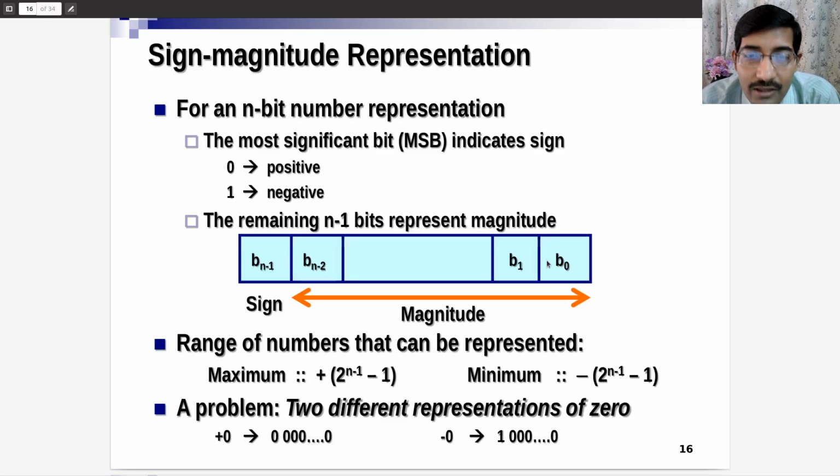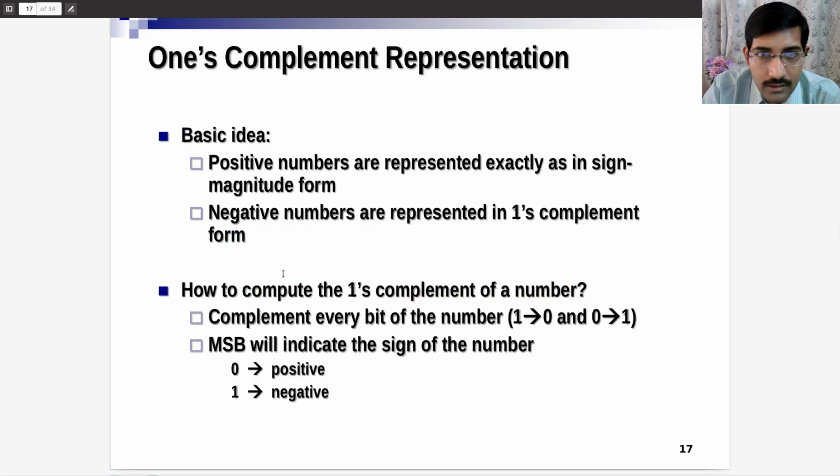Because I am only representing the number in this n minus 1 bit and the front bit is the sign, whether plus 0 or minus 0, the value becomes the same for 0. So we have two different representations of 0. Let us try to think about another way of doing it.